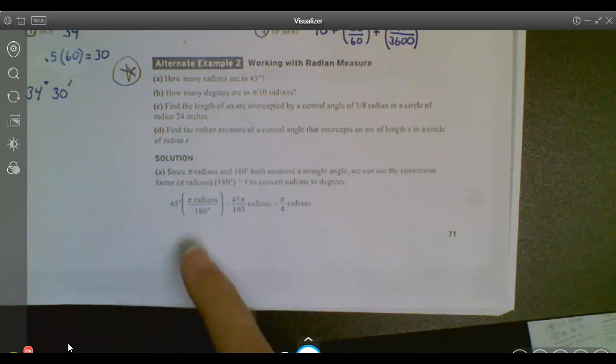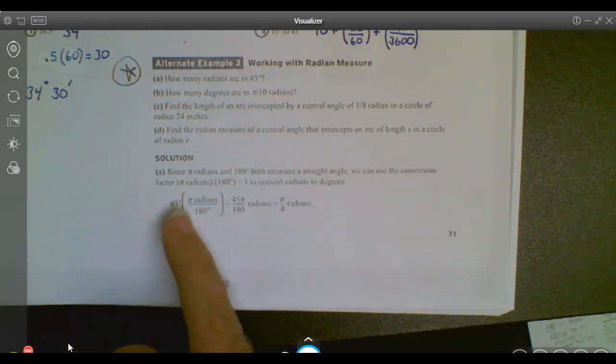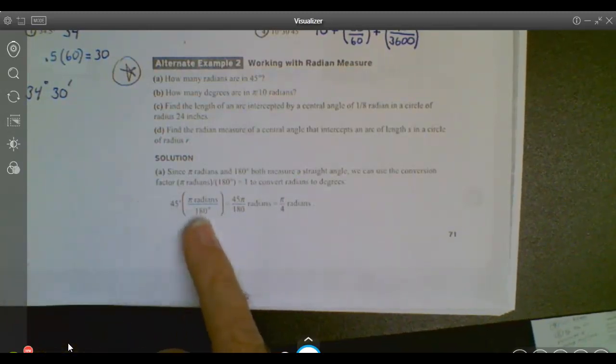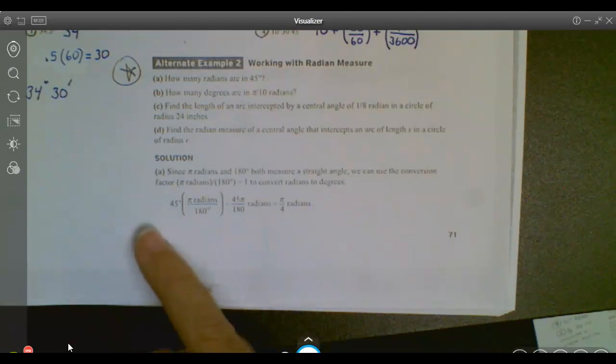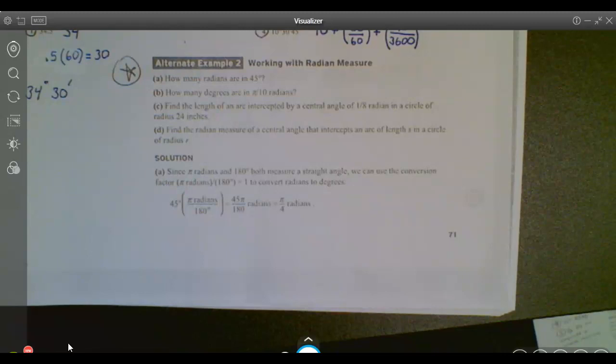Because as you learn, like probably already in science a couple years ago, when you're doing these conversion rates, these guys essentially cross cancel. So it's like the degrees cancel out and I'm left with whatever's on top, which is my radians. So whatever you want to end with should be on top. So if we're ending with radians like this one, I want the pi to be on top. So anyway, we just reduce that. Always reduce if you can. And that one ended in pi over 4.